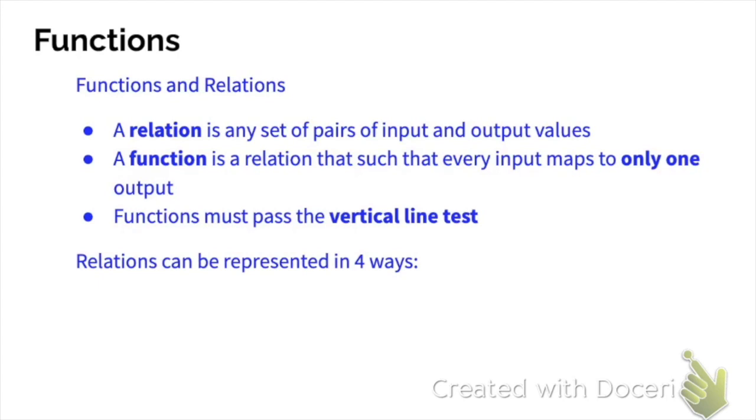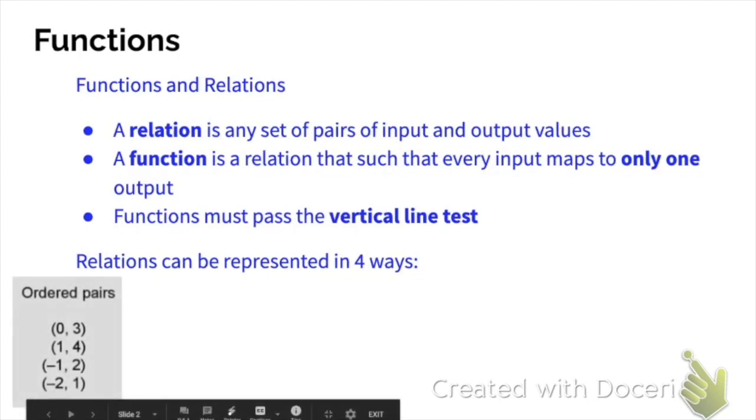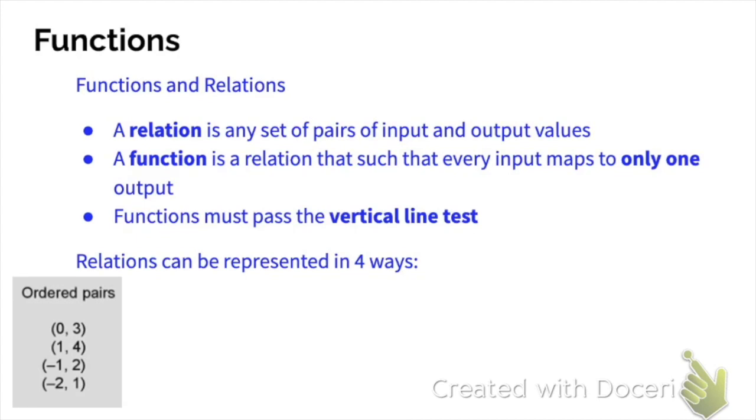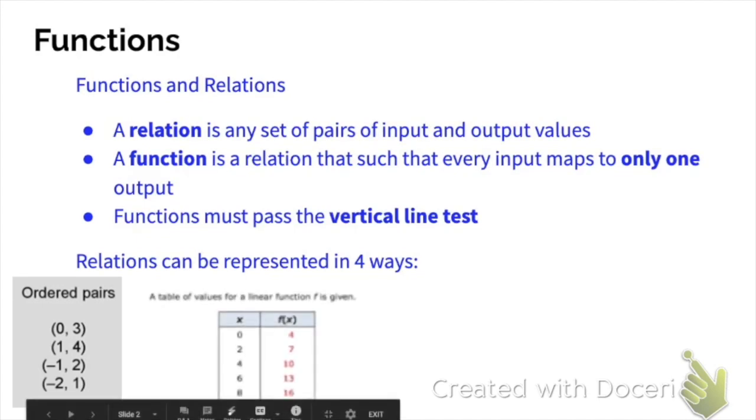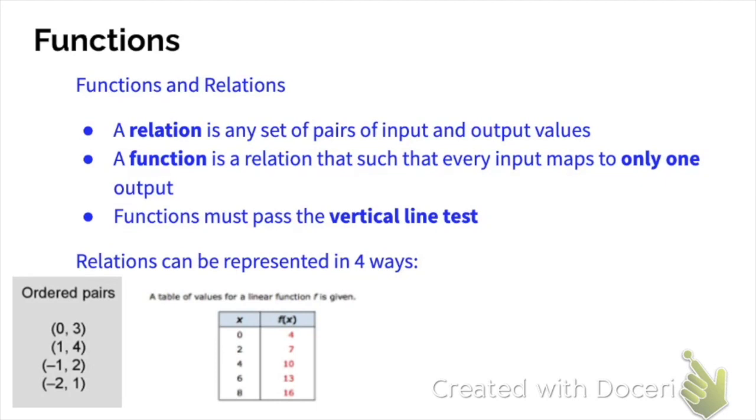There are 4 different ways that we can represent relations and functions. The first way is just a list of ordered pairs. Again, x and y, those points on the graph, inputs and outputs. We can take those x and y values and make a table of values. Your x values would go into the first column. f of x is your notation for a function. Remember that is your y value.